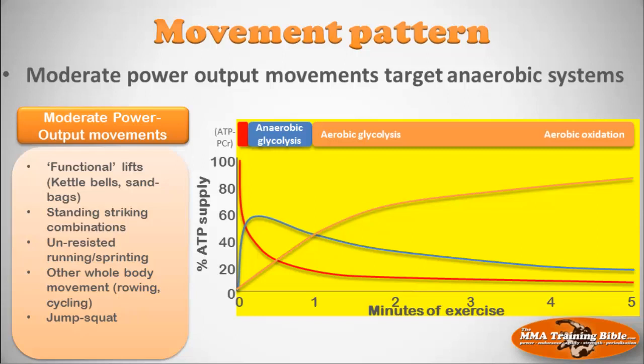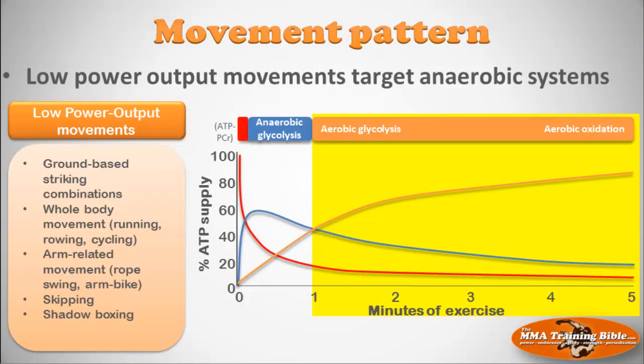But there's a lot of variation here, because if you're to choose a very heavy kettlebell, or a very heavy sandbag, you're more than likely going to be targeting the anaerobic energy systems. You're not going to be able to make it very long in that workout. You're not going to be able to target the aerobic energy systems. So I say that moderate power output movements can target any energy system, but it depends upon how much resistance you have. The more resistance, the more likely it is that you'll target the anaerobic energy systems. The less, the more likely it is you'll target the aerobic energy systems.